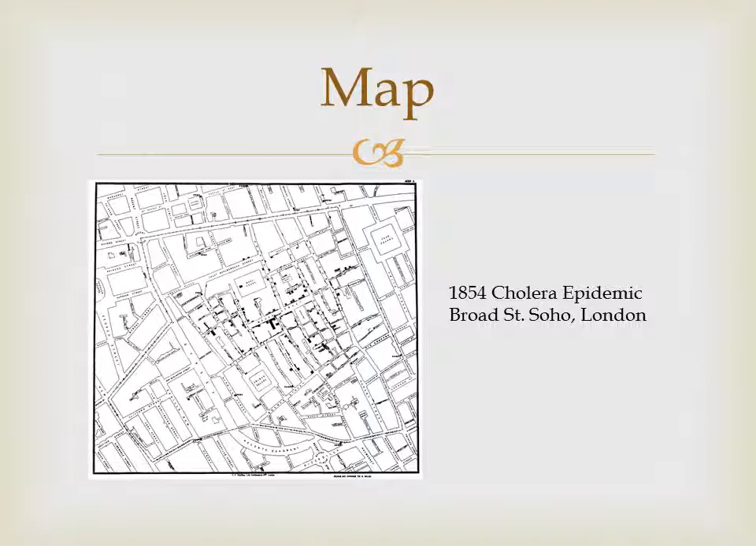This is the map that John Snow used to illustrate the statistics that he found during the 1854 cholera epidemic on Broad Street in Soho, London.